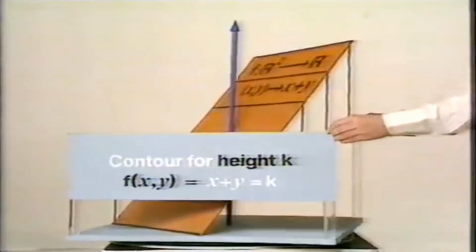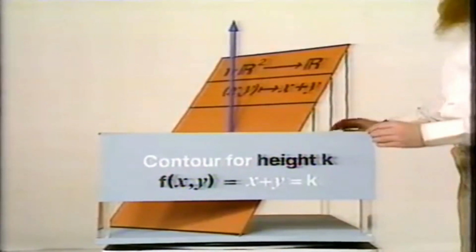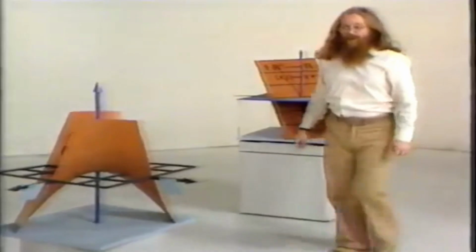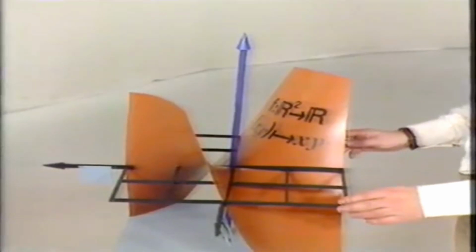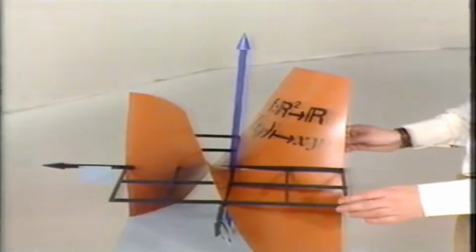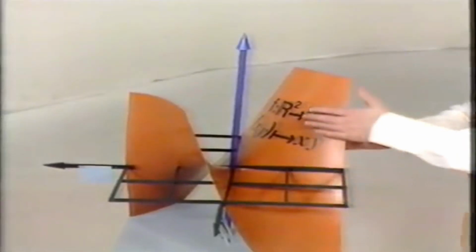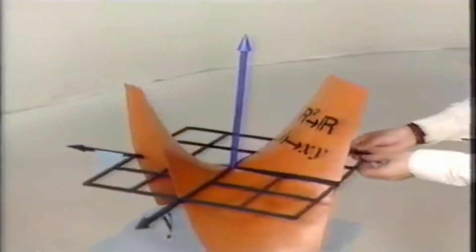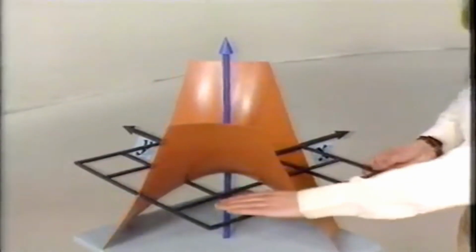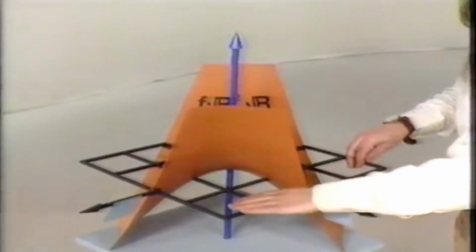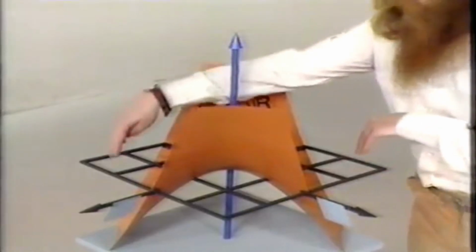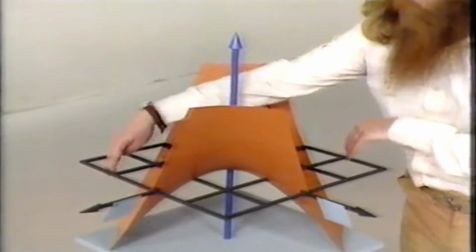Well, this function added the coordinates to give x plus y. So let's have a look at the function that multiplies coordinates. That function is represented by this surface, where we've taken the values of x, y, and z between -2 and +2. Really, it extends outwards and upwards indefinitely, at least in this quadrant and in this quadrant, while in these two quadrants it extends downwards and outwards indefinitely.